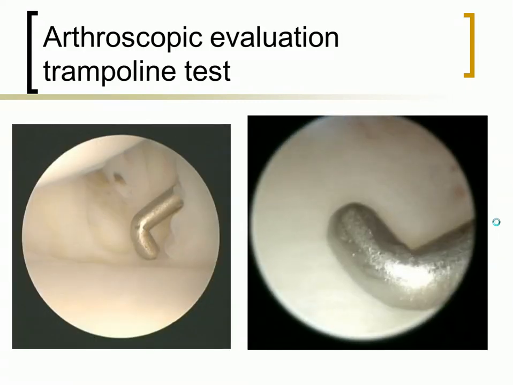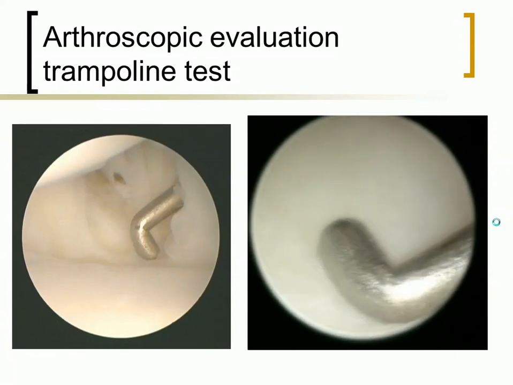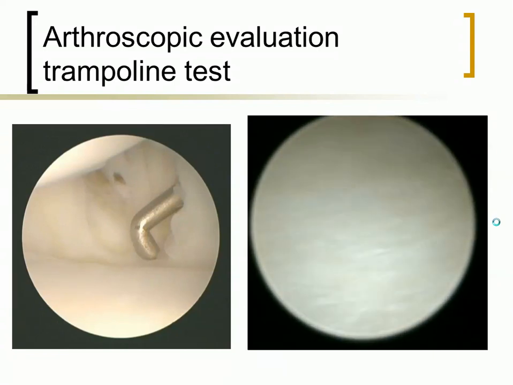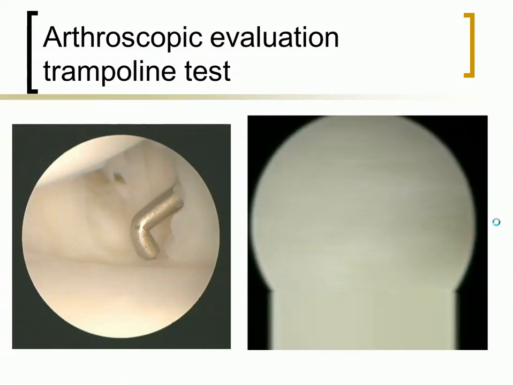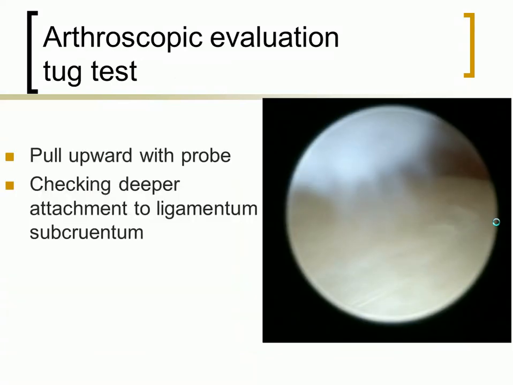The trampoline test checks the TFCC tension. If the TFCC is torn, the tension goes from trampoline to a soft pillow, and the probe sinks instead of bounces. The tug test is used to check the deep attachment of the TFCC. Here you can see the probe trying to pull the TFCC upward.